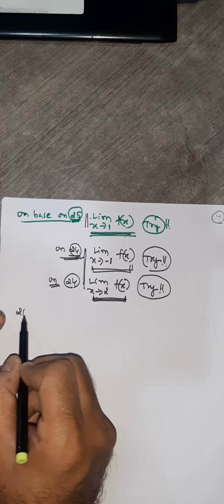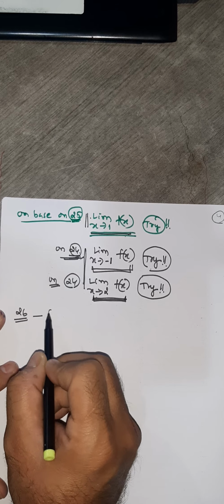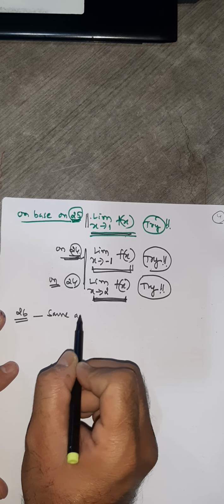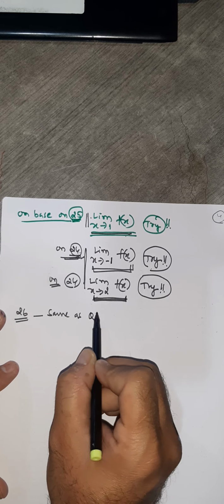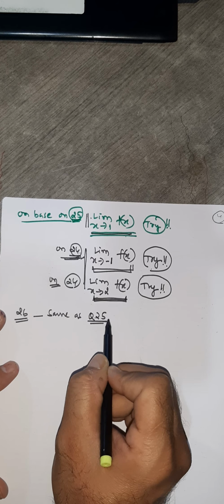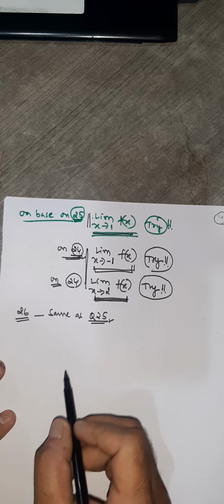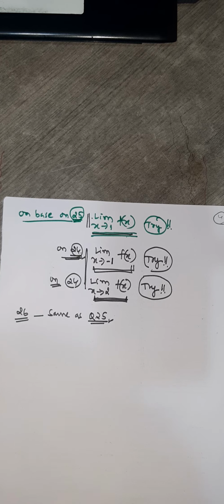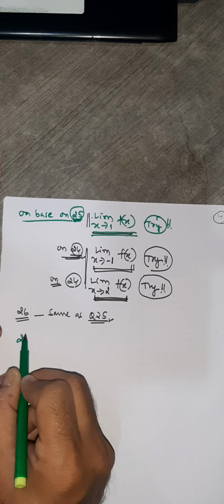26 I'll not do now. It's the same question. 26 is just the same as question number 25, its copy, only the reciprocal. The answer is everything the same. There it will become x upon minus x and x upon x. So I'll not do that. You try yourselves. I'll go to 27 now.